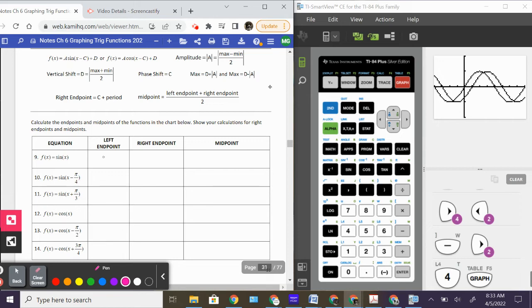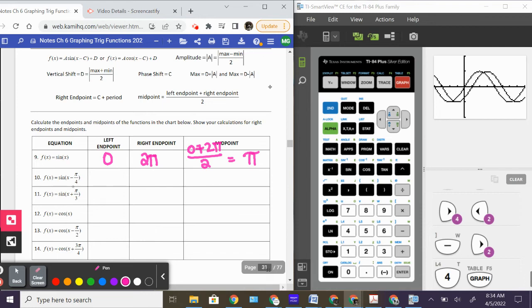So for the sine equation, our left endpoint is 0. Our right endpoint is 2 pi. And in order to find the midpoint, and we're going to need that for graphing purposes, we really just average 0 and 2 pi, which of course we know what that is. Okay, it's just going to be pi, but I want you to have an example for these problems. So let's go ahead and do number 10 together, and you'll be doing the rest on your own and might struggle a little bit, but that's okay.